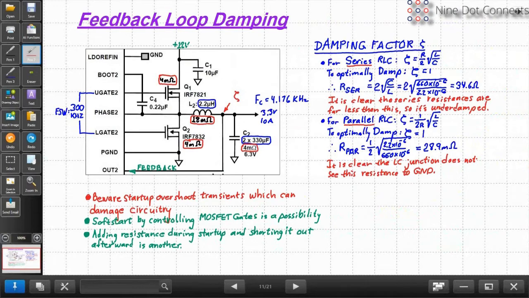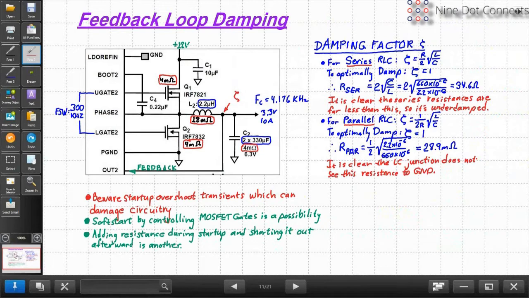Using the values of resistance shown for the components in the circuit, we will see that we come up with a series resistance of 34.6 ohms. Well, in order to get this to optimally damp, we're going to need a different resistance than that. If I look at it from a parallel standpoint, I get 28.9 milliohms.